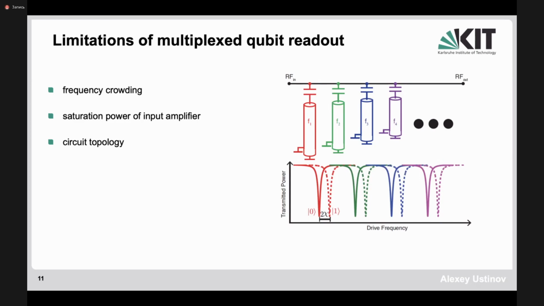Another limitation, of course, is the topology of the circuit. You need to put this transmission line such that you could have input and output, and this transmission line is not interrupted by any other circuit elements.